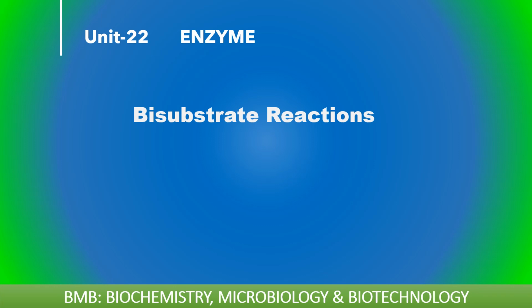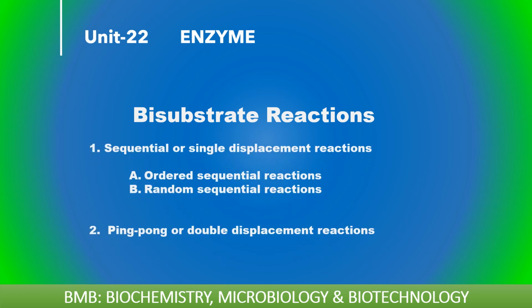Today, the main topic of the discussion is bisubstrate reactions. Bisubstrate reactions are of two types. First one is sequential or single displacement reactions, and the second is ping-pong or double displacement reactions. Sequential or single displacement reactions are of two types: ordered sequential and random sequential reactions.